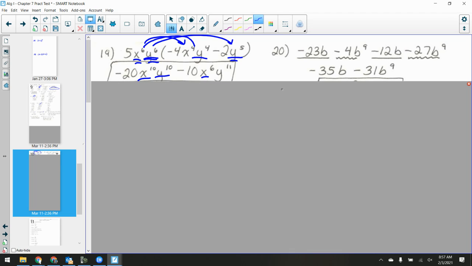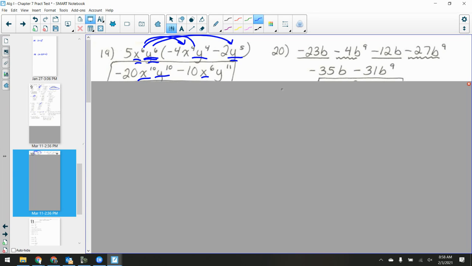Okay. So yeah, because this is x to the 10th, y to the 10th, and because this is x to the 6th, y to the 11th, you can't subtract those together. I see what you did. Yep, got it. So with the exponents, you wouldn't multiply, you would add. Because I'm multiplying with the bases, I add the exponents.